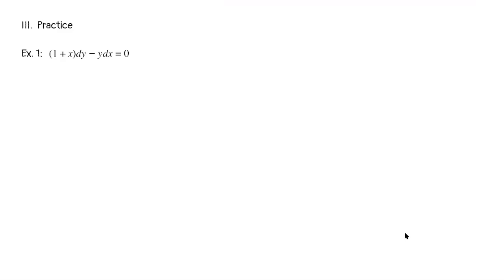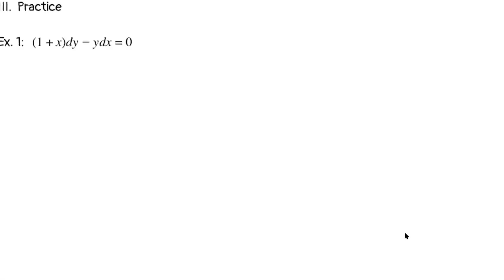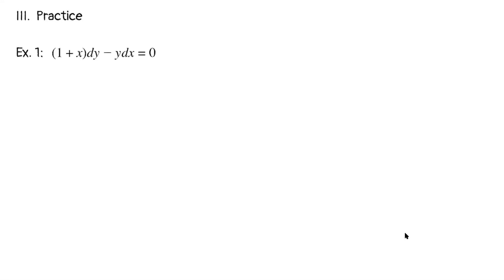Now we know that our goal is to try and separate them, meaning we want to get all the x dx's on one side and all of the y dy's on the other side. Okay, so in this case, what I'm going to do is I'm actually going to take this y dx and I'm going to add it to the other side. So that will give me (1 plus x) dy equals y dx.